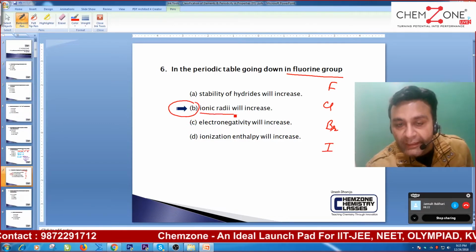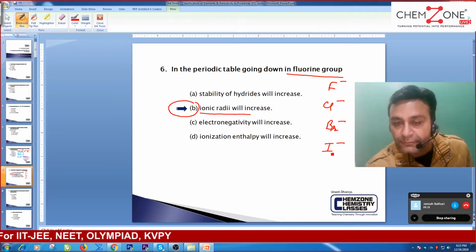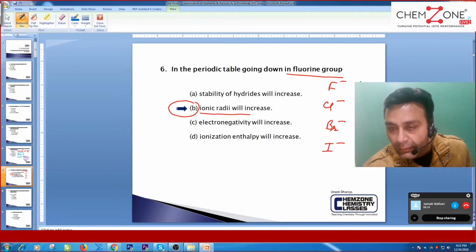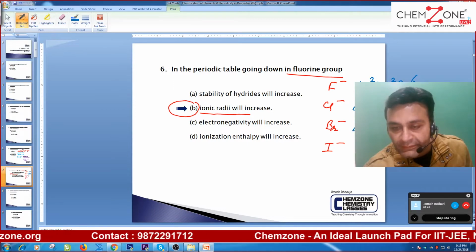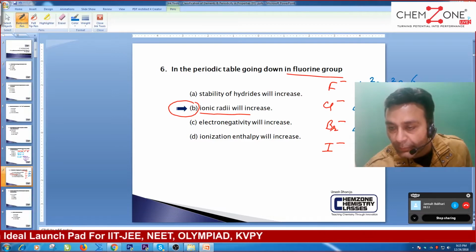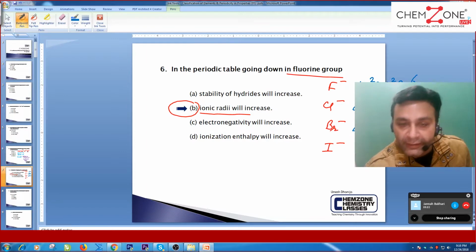Ionic radii increase. Think about this: F negative, Cl negative, Br negative, I negative. And how do I know this? Because the shielding increases? Yes, as you go down the group. For fluoride, the configuration is 1s2, 2s2, 2p6, neon complete. For chloride, 3s2, 3p6, argon complete. Then for bromide, 4s2, 3d10, and 4p6. So as you go down the group, the number of shells is increasing, so the size will increase.